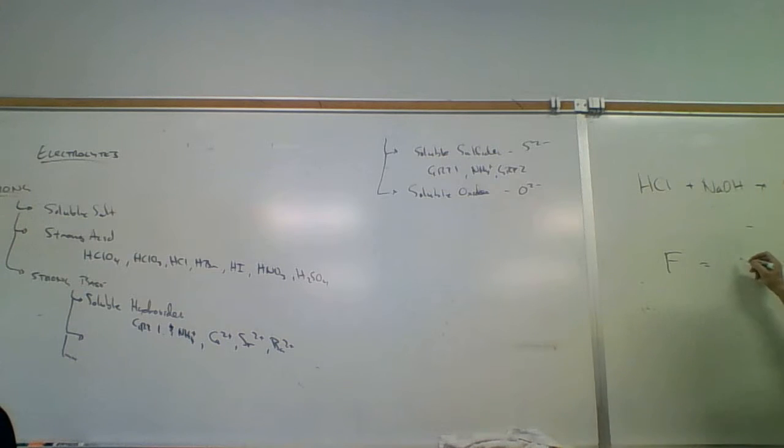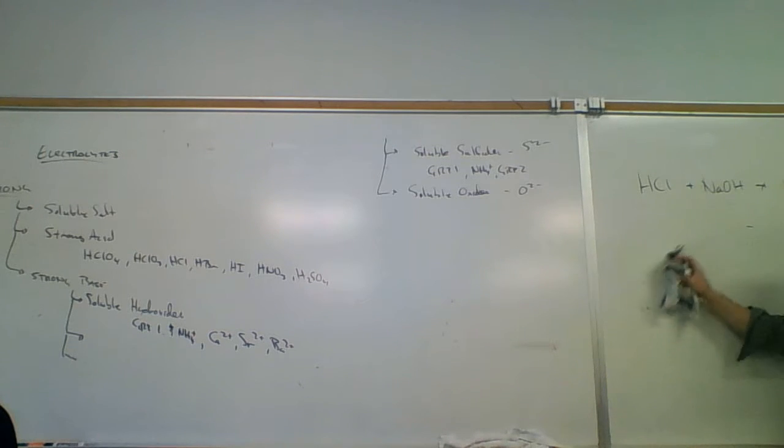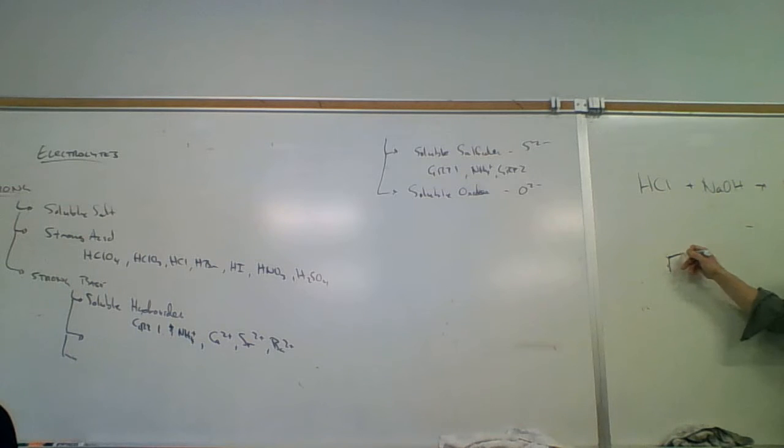Force is equal to some constant times Q1 times Q2 divided by R squared. I talked about this in the first week of class. Forces are proportional to, we use Z, the charge on species A times the charge on species B, divided by R, the distance between the centers of the charges, squared.